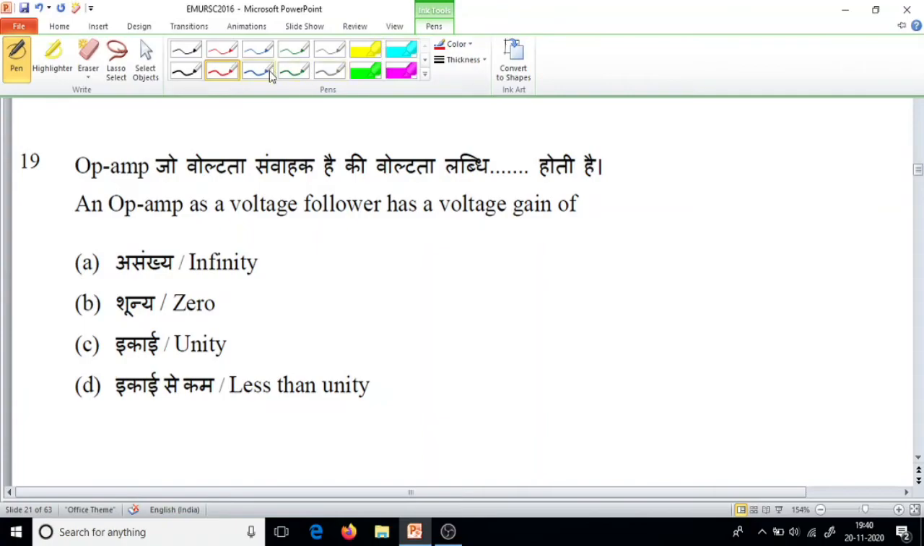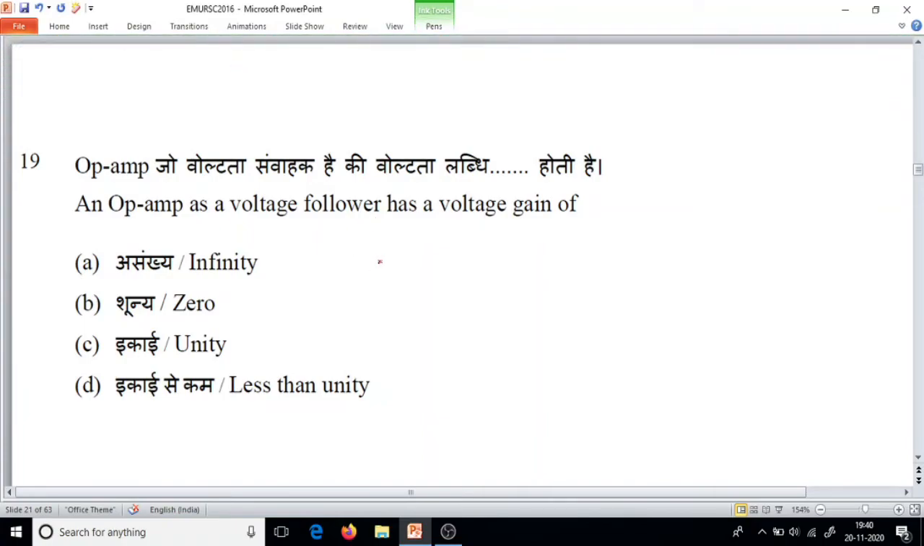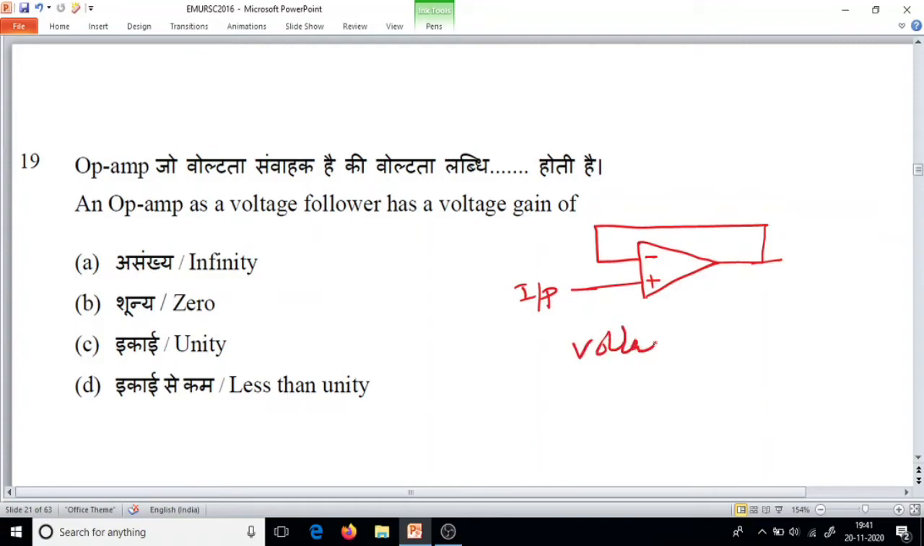An op-amp as voltage follower has a voltage gain of. So op-amp voltage follower circuit looks like this. That's the feedback from the output. This is the voltage follower input. This is voltage follower. The gain of the circuit is unity. Answer is option C.